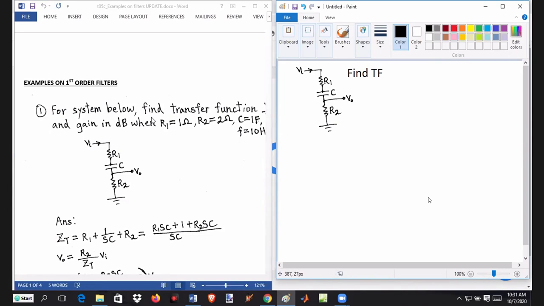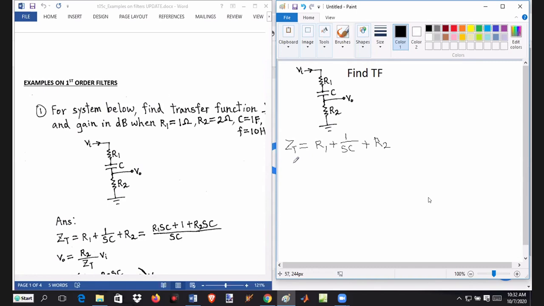So you must have ZT first, isn't it? Just write down ZT is equal to R1. Now remember the C, there's a 1 at the top. 1 over SC, plus R2. Now that is the total impedance for the system, Total impedance ZT. And then we want to find VO, isn't it?